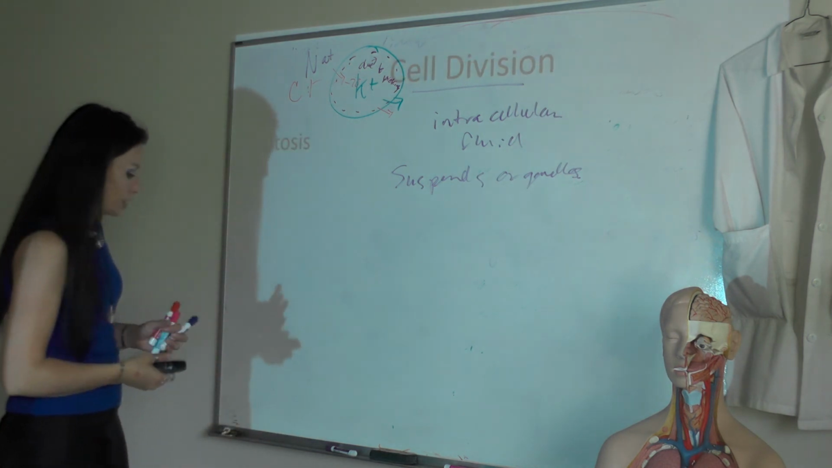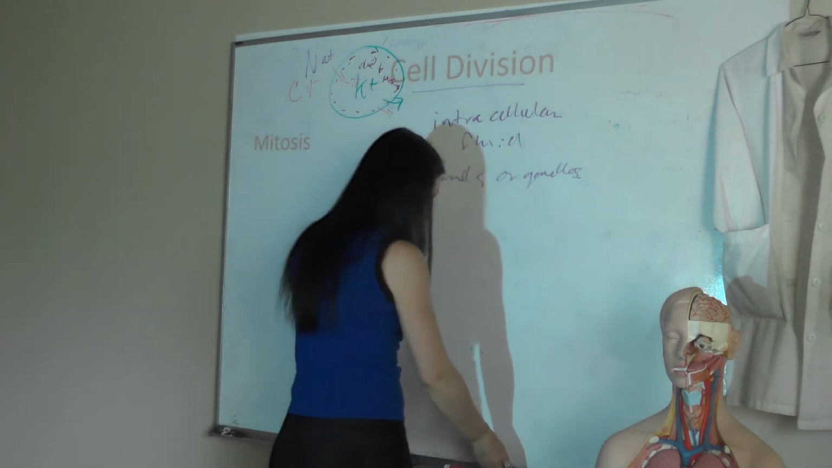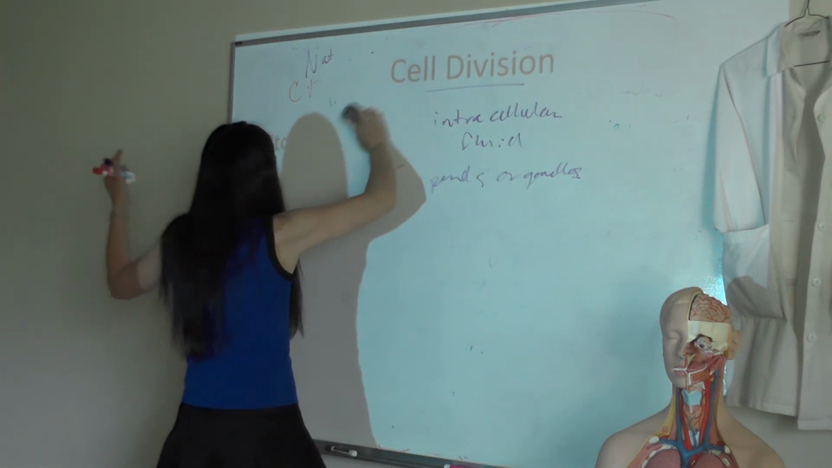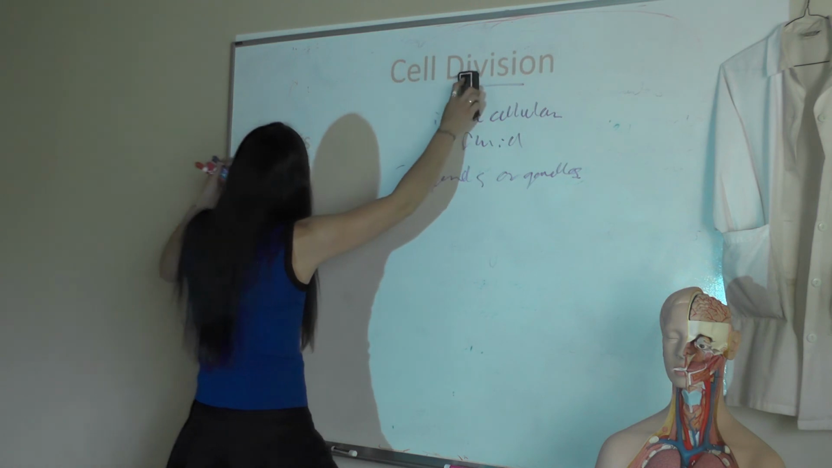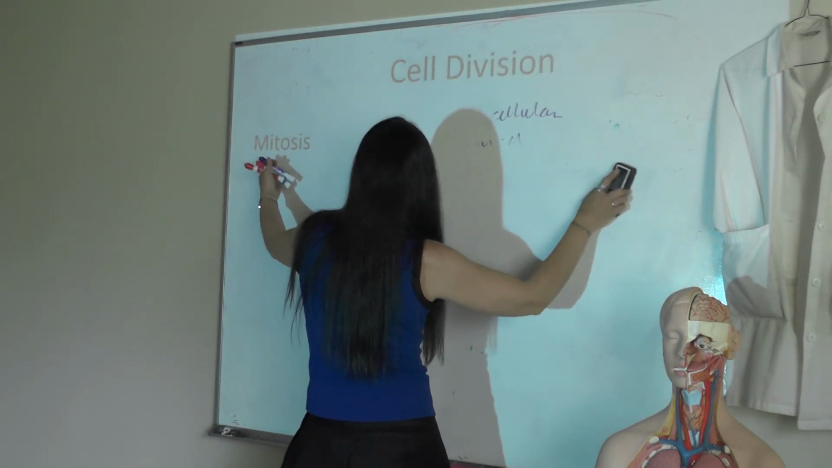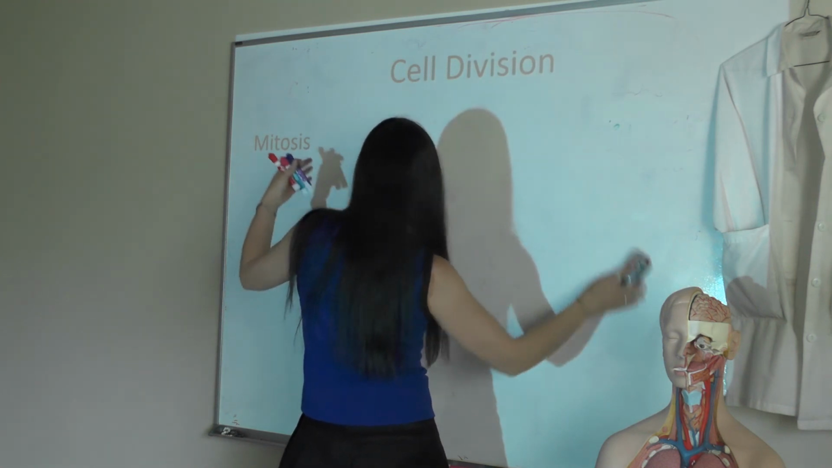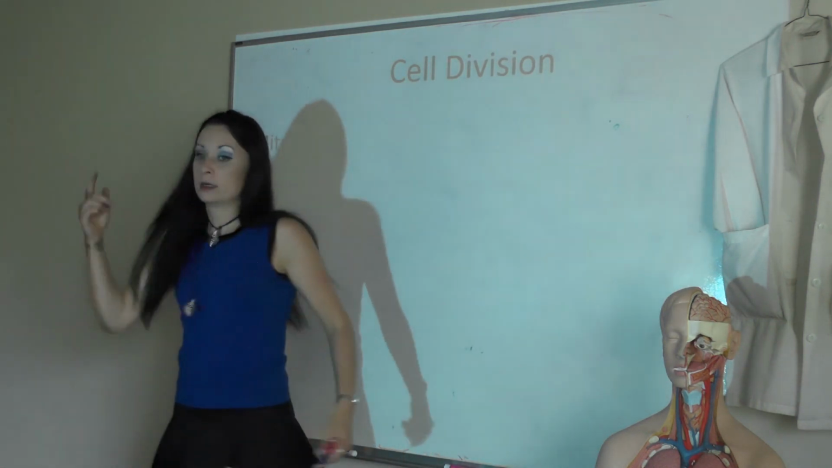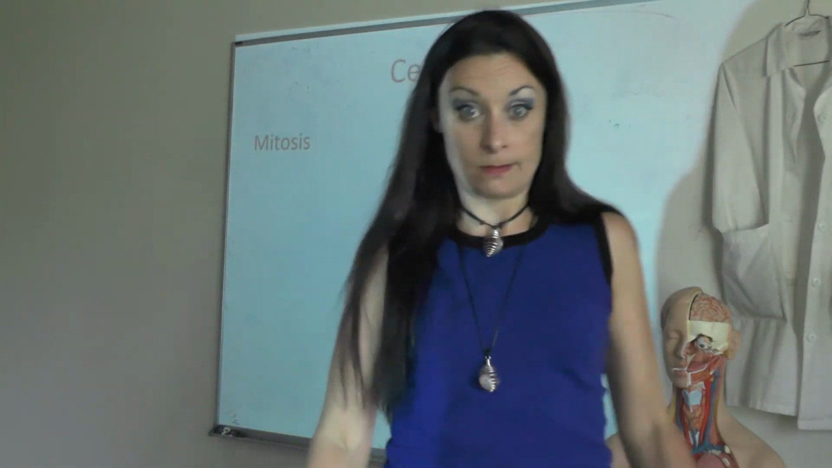Okay, cell division. Oh my goodness, I only very, very, very minimally want to talk about cell division. And why do I want to talk about it at all? Well, we'll see that some of our tissues are amitotic, meaning that they no longer undergo mitosis. Some of our tissues are highly mitotic, meaning that they do undergo mitosis. What is mitosis?